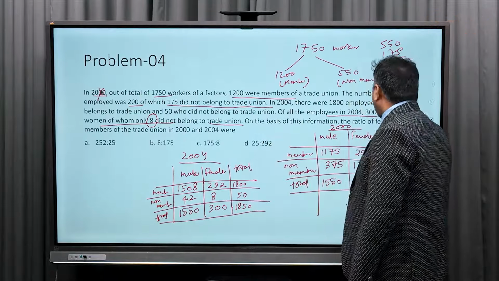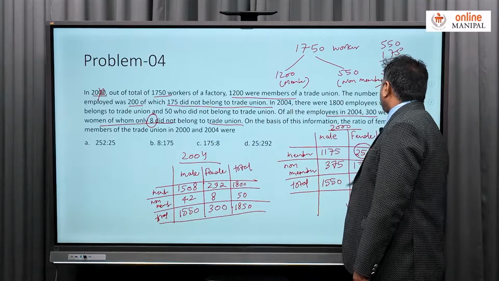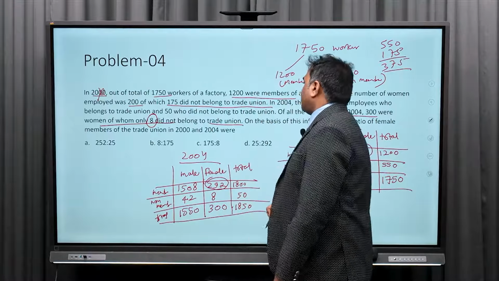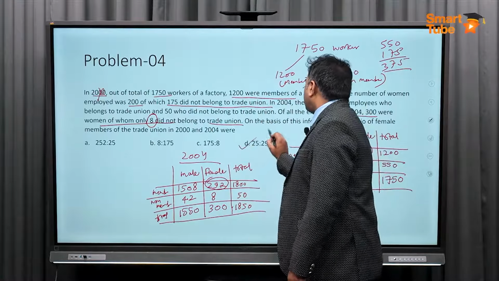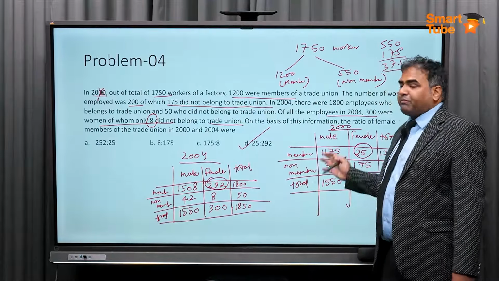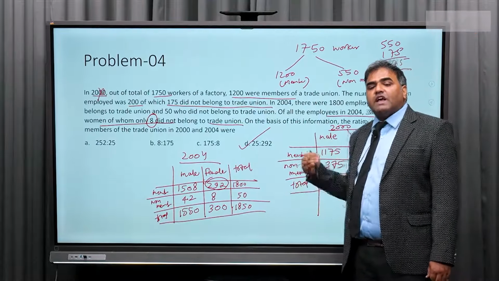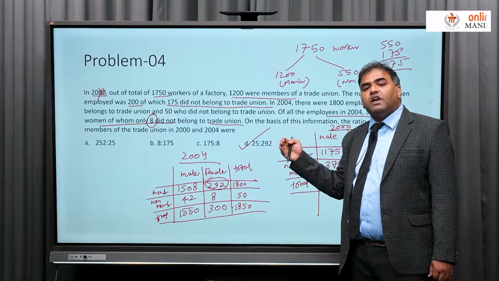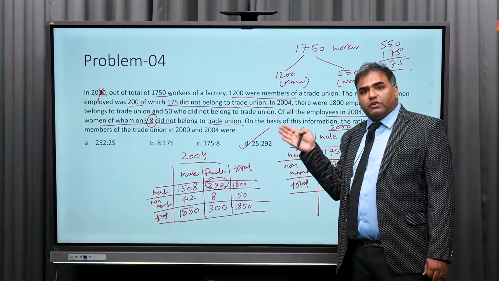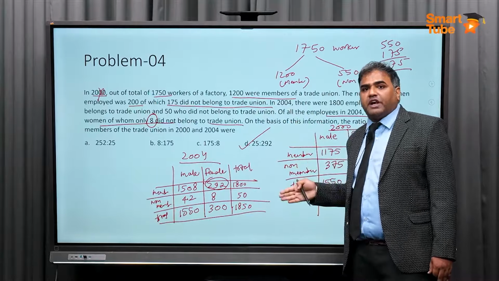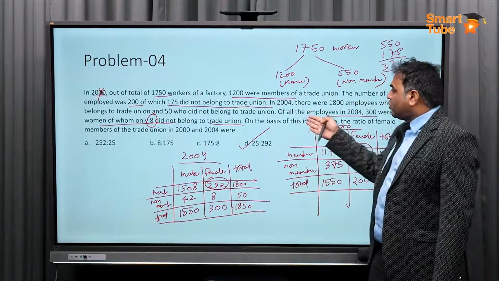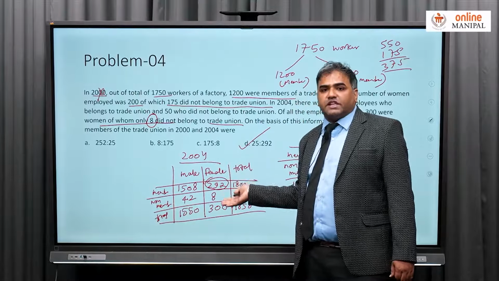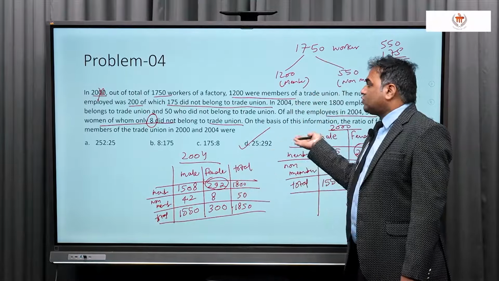So on the basis of this information, the ratio of female member of the trade union in 2000 and 2004. Female member of trade union in 2000 is 25, and in 2004 that was 292. So what would be your answer? 25 is to 292. They are asking you the basic ratio of female members of trade union in 2000 by 2004. In 2000 how many females are members of trade union? 25. In 2004? 292. So the answer would be 25 is to 292.